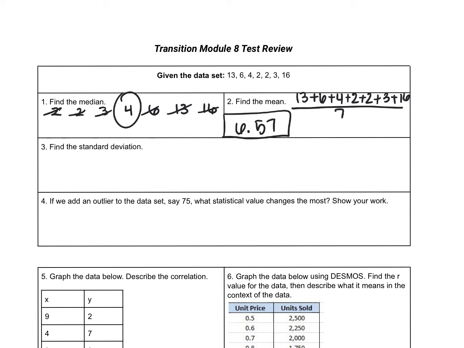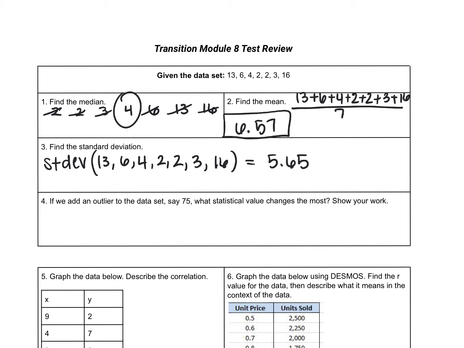Next, we want to find the standard deviation, and you are going to be able to use Desmos to calculate the standard deviation on the test. So remember, when you go to Desmos, you type STDEV, and then you list your numbers, and they don't have to be in order, and you just separate them with commas, and you should get 5.65.